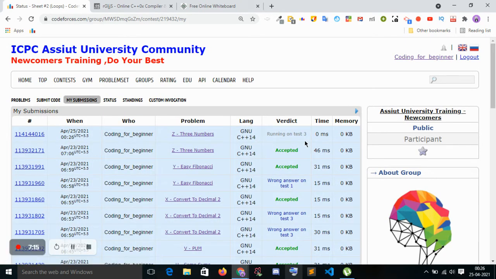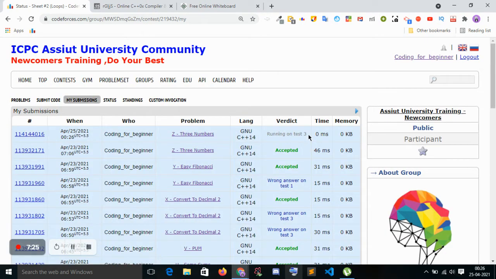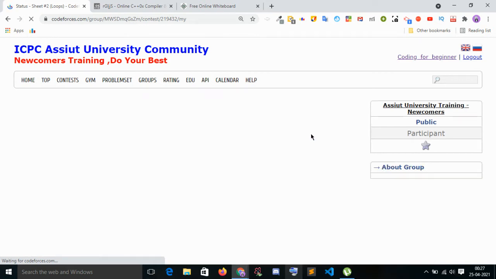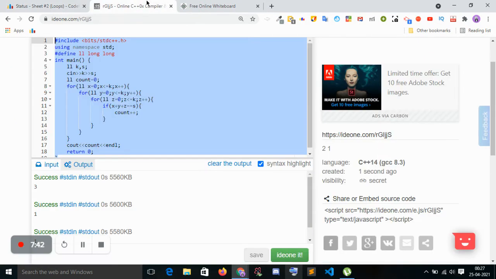Is it going okay? A little bit pretty. Okay, time limit exceeded on test 3. What is happening here? Why am I getting time limit exceeded on test 3?